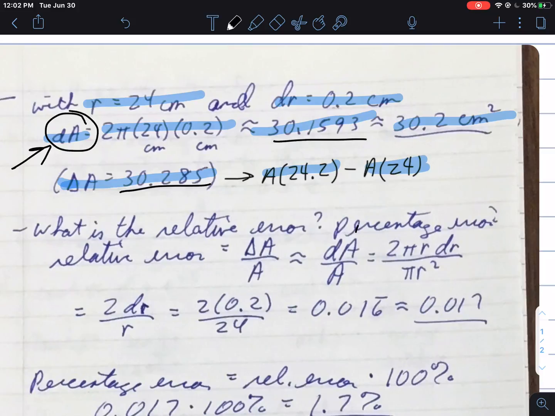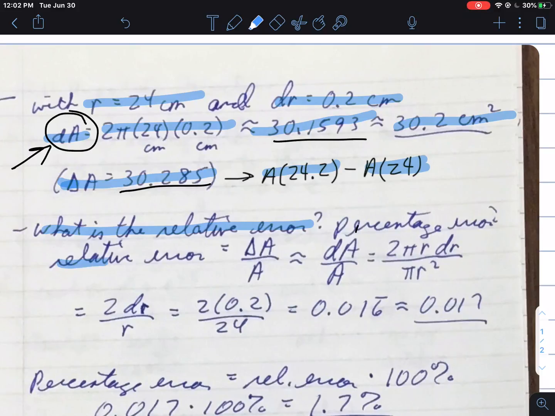All right, so that's the value that we're interested in. That's our approximation. Then we have a couple of other measurements that we can make use of. We can calculate what's called the relative error, and what is the percentage error? So first, the relative error.